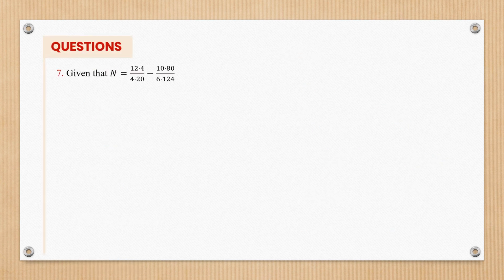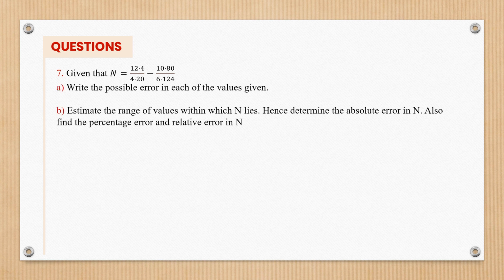Right, so the next question says, given that n is equal to 12.4 over 4.20 minus 10.80 over 6.124, write the possible error in each of the values given, and then estimate the range of values within which n lies, hence determine the absolute error in n, and also find the percentage error and relative error in n. So this is a deep question. It requires a lot, but it's actually an easy one.